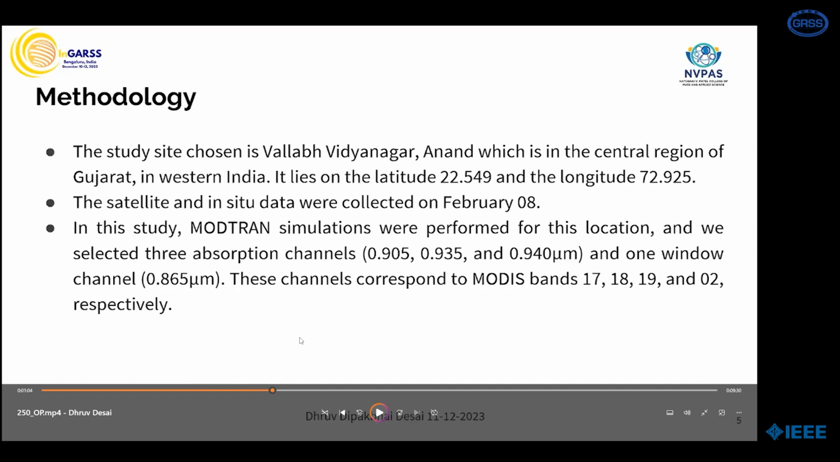The band ratio technique is used for detecting water vapor absorption of the reflected solar radiation, and the technique relies on the principle of the differential absorption method, where the absorption due to water vapor is estimated by comparing radiance in the water vapor absorption and the non-absorption channel. In the methodology portion, the study site chosen to apply our method is Vallabhvidyanagar, Anand, which is in the central region of Gujarat in western India, and it lies at latitude 22.54 and longitude 72.925.